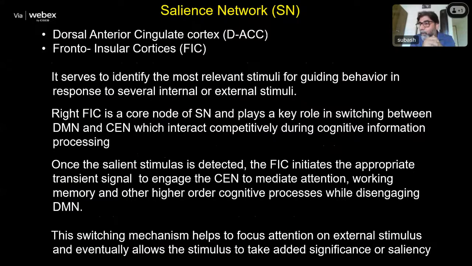Actually, we don't realize how much is happening in our brain. We take everything for granted, but signals are going, putting you into attention, and asking you to start whatever job has been given to you. So this switching mechanism helps to focus attention on an external stimulus and eventually allows this stimulus to take added significance, or saliency. That means the job which has been given to you takes priority over the default mode network, and you start performing that task in a goal-oriented manner. So this is what the salience network does.